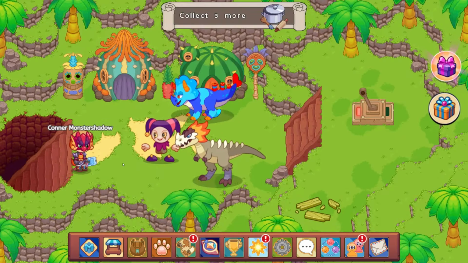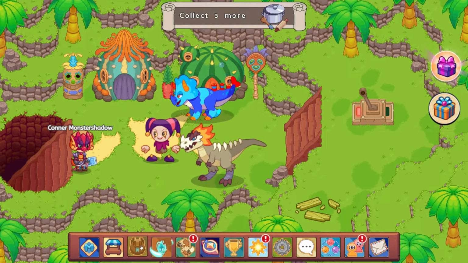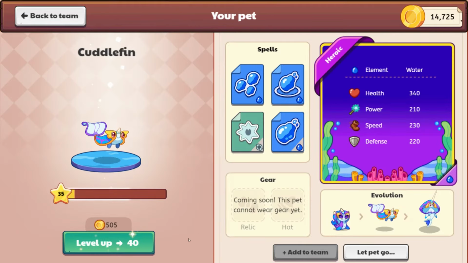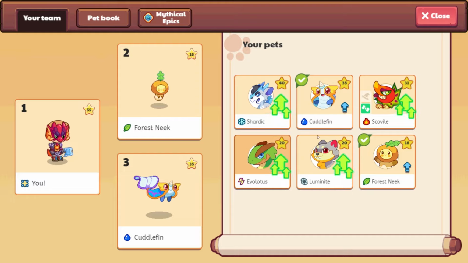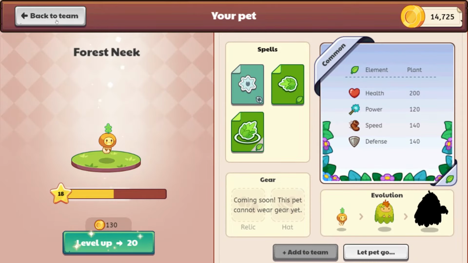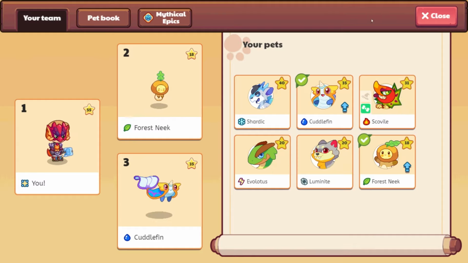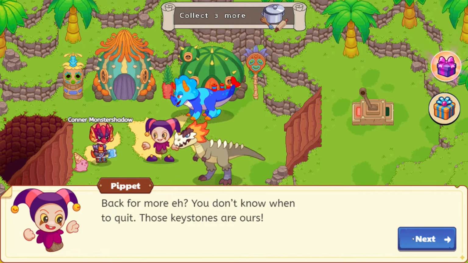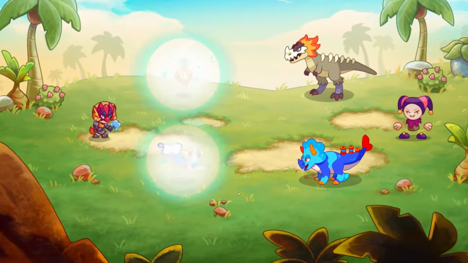I'm stuck at 350. So let's go ahead and see where we are as far as our pets and our team. He should still be getting stars, but they're not actually getting... Their levels aren't increasing. That's weird. We can level it up to 35. Why aren't they gaining experience? That is really weird. I did not notice that until now. And he only has to level up to that 20, so let's see what happens. For more, eh? You don't know when to quit. Those keystones are ours. We'll see. That's really weird. The pets are not gaining experience.